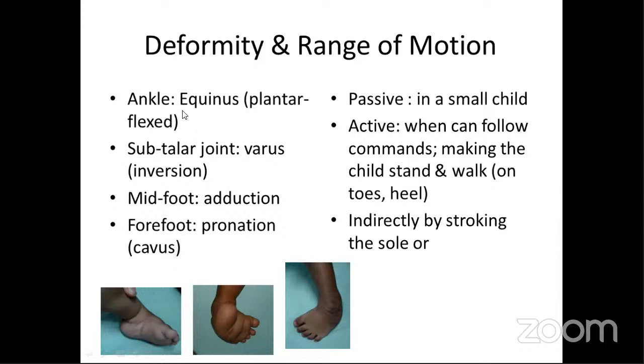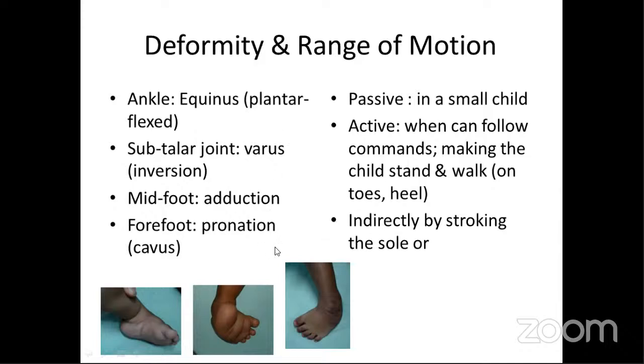So this results in the famous acronym of CAVE, that is cavus, adduction, varus, and equinus, right? So range of motion, we know the deformities. Deformity means that the movement in the opposite direction is not present. So if there is plantar flexion at the ankle and it is deformed in plantar flexion, that means dorsiflexion will be absent, right? Similarly, there will be no valgus, or no eversion, at the subtalar joint. There will be no abduction at the midfoot, and there will be no supination at the forefoot, right?